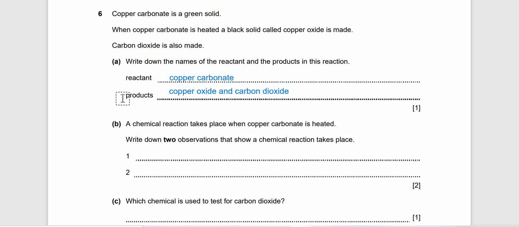Next, we move on to 6B. A chemical reaction takes place when copper carbonate is heated. Write down two observations that show a chemical reaction takes place. 10 seconds from now.